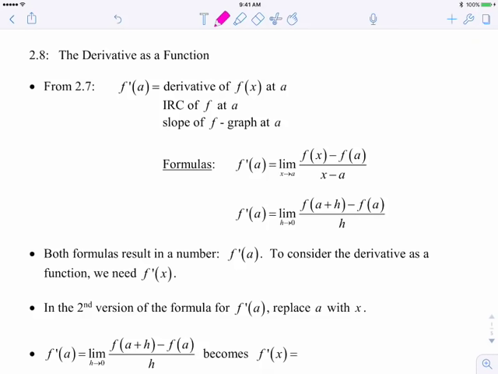Hello, Math 141 enthusiasts. So here we are, the last section in Chapter 2, Section 2.8, the derivative as a function. And we're going to recap first what we talked about in Section 2.7.